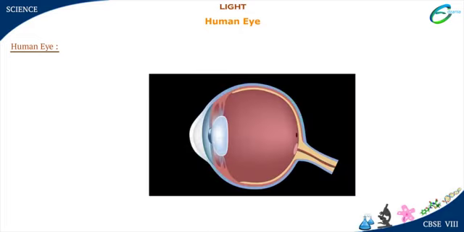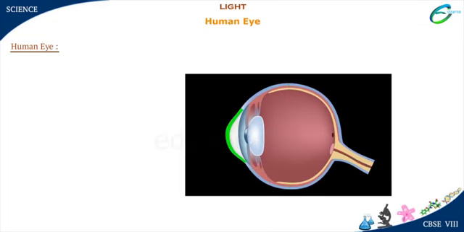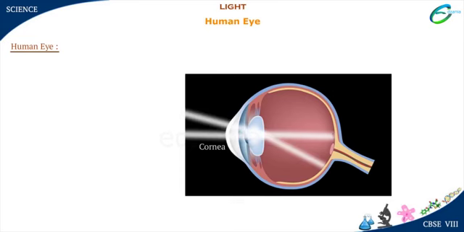The human eyeball is spherical in shape, with a diameter of about 2.3 centimeters. At the outermost, the human eye has a thin membrane, known as cornea. Light enters the eye through this cornea. Maximum refraction of light also takes place through cornea.